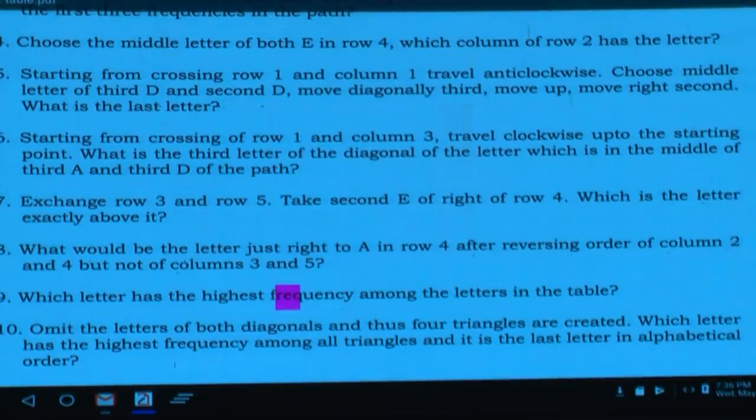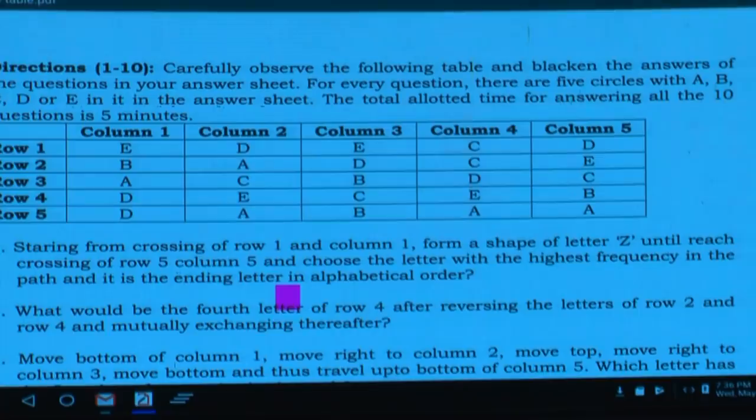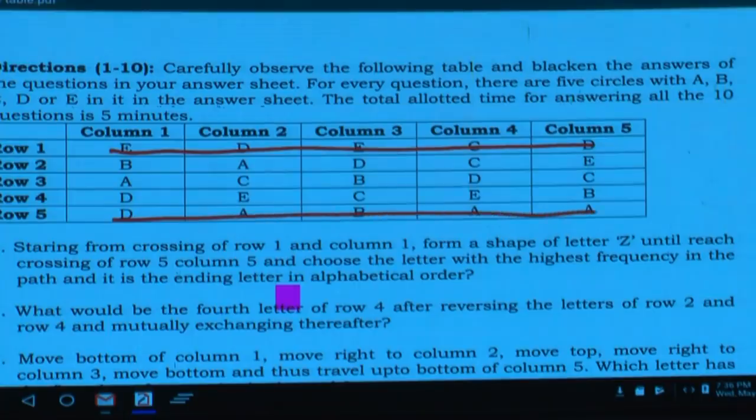Is done with this. Now question number one, any answer to this one, first one? Starting from crossing of row 1, column 5, form a shape of letter Z until reach crossing row 5, column 5. As Z means, what is the diagram here? Now this is the diagram, isn't it? And now this is Z.